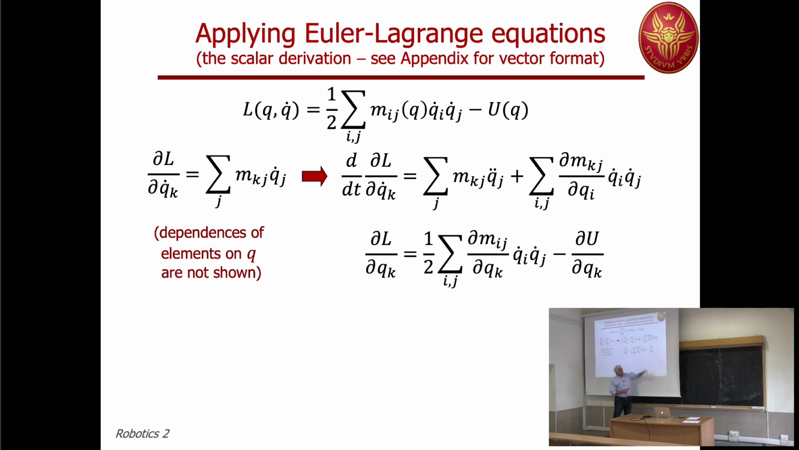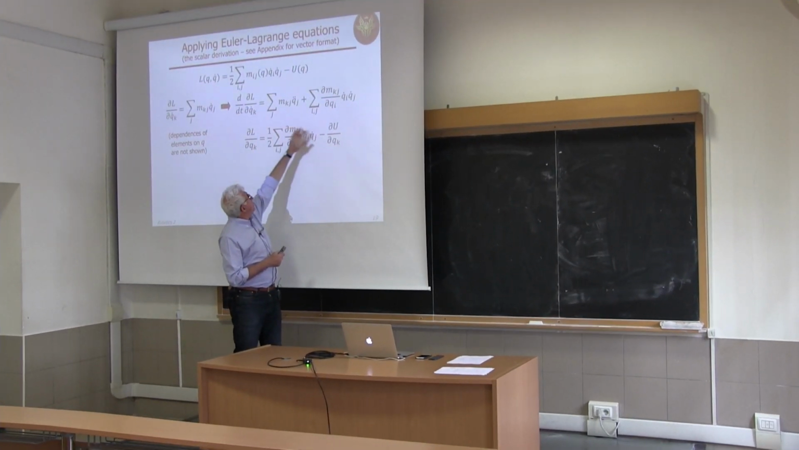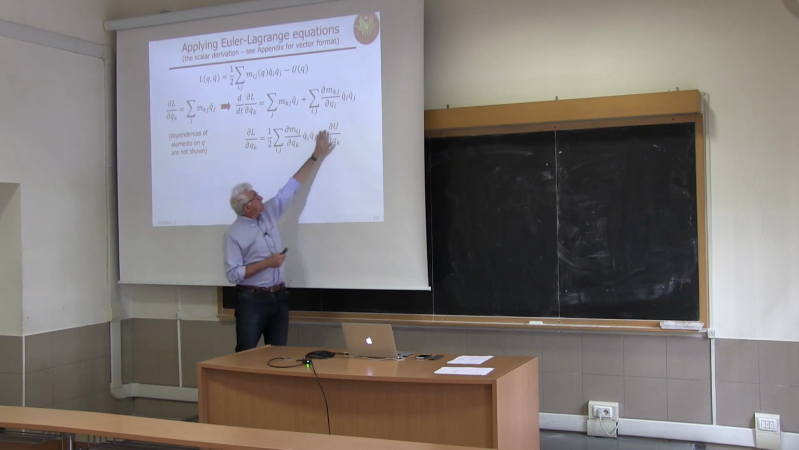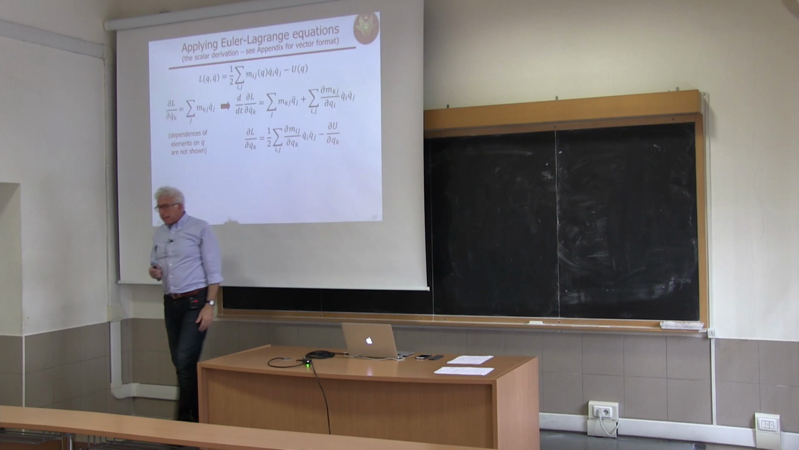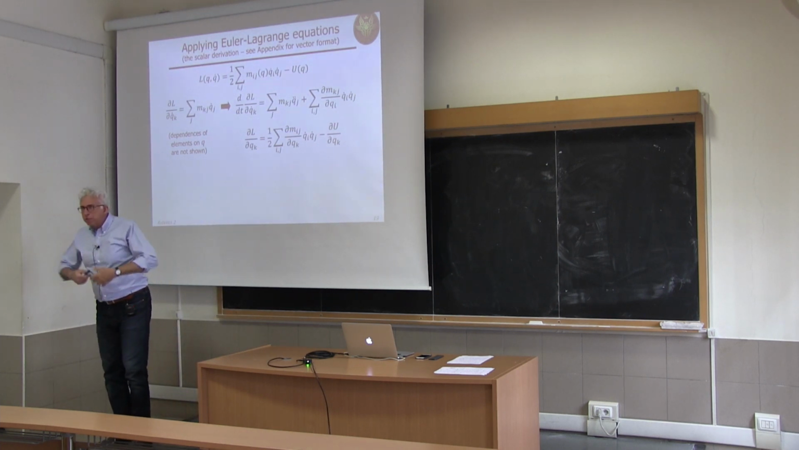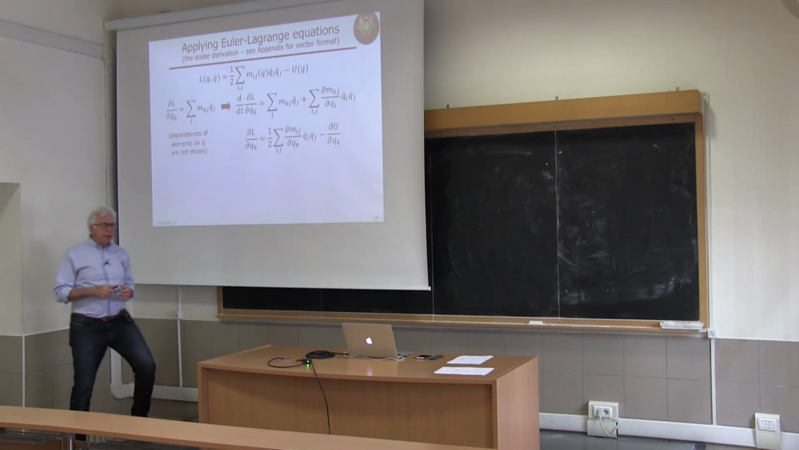Here we also have a contribution coming from the potential energy. The minus sign is there because the minus is present in the Lagrangian. And then we have a partial derivative of U with respect to qk. Now remember that U, L, and every element are scalars. So this is a scalar, this is a scalar, and so on. This is why this notation is a scalar notation with summation instead of using the vector-matrix form.